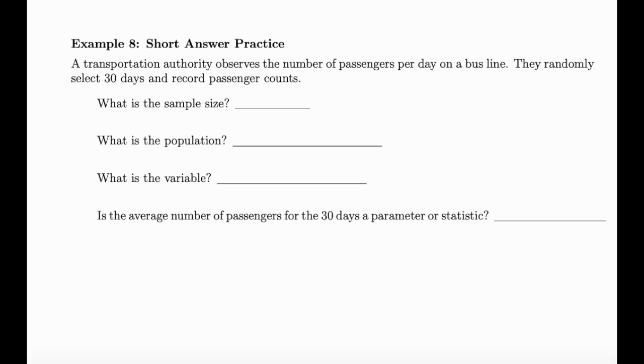So to wrap up the lesson, we talked about the difference between what a population and a sample was. We talked about the difference between a parameter and a statistic. And we also mentioned that there are two definitions of statistics. We talked about the difference between variables and data. And we talked about in this last example that a sample size is the number of values in your sample.